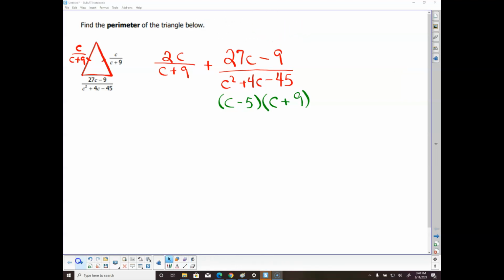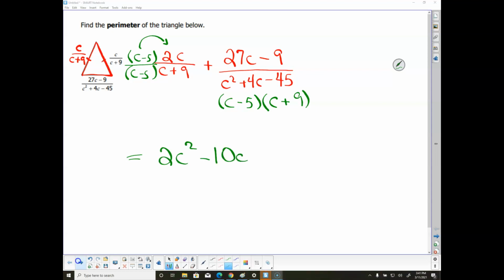Okay, so now what I see is that if I want my first term to have the same denominator, I'm going to need to multiply the top and bottom by c minus 5. Because if you multiply top and bottom both by c minus 5, that's the same as multiplying by 1. So now I'm going to rewrite everything. Okay, so c minus 5 times 2c. So that gives me 2c squared minus 10c. And then plus 27c minus 9.